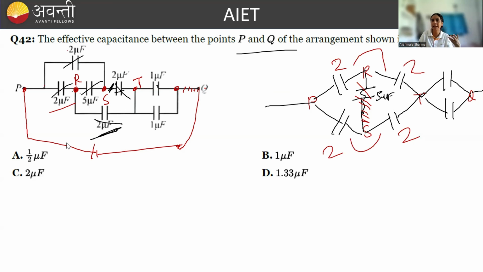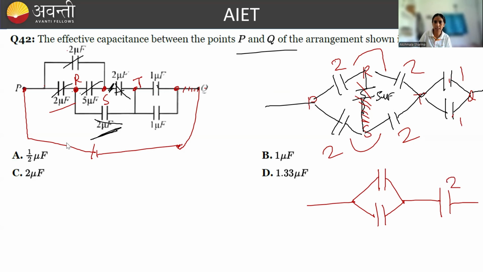If they are in series, we will add them like in parallel. So this will become 2 to 1 and this will become 2 to 1 again. And then these two are in parallel, so we will add them like in series. This is 1, this is 1. So this is your 2. And this became 2, 2. This was 1, this was 1.